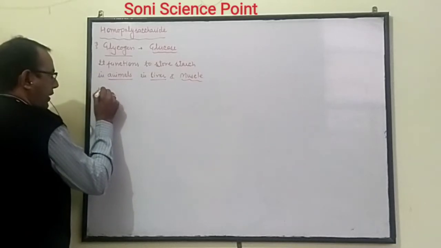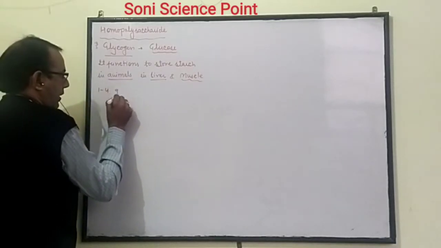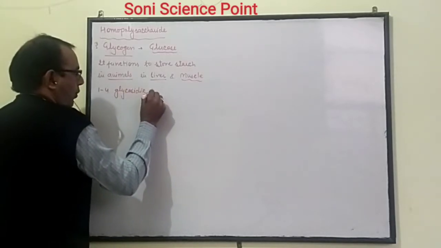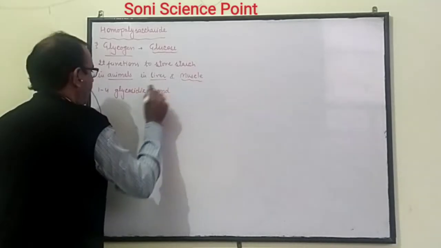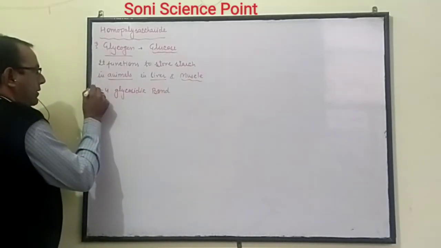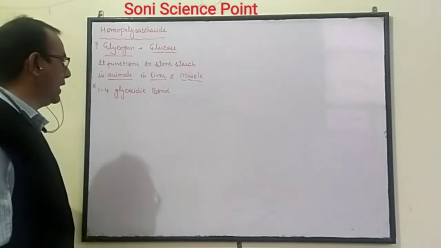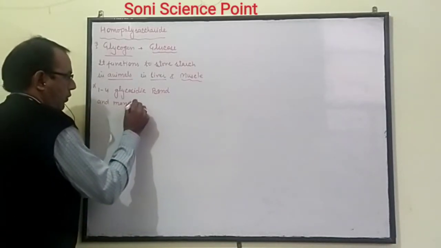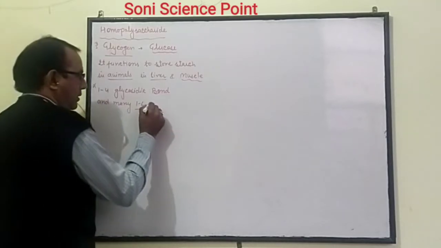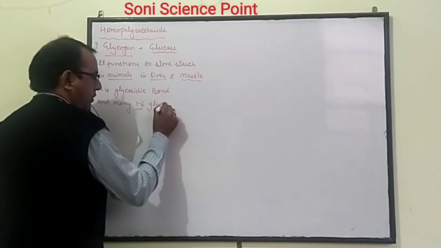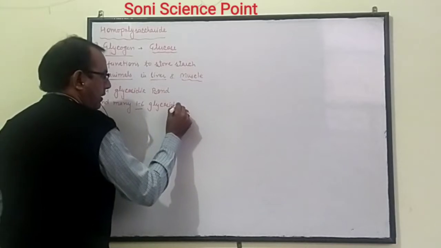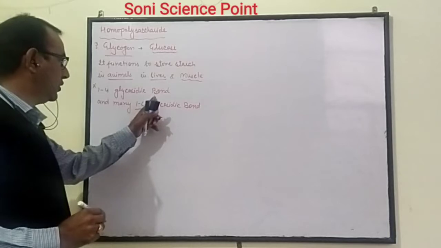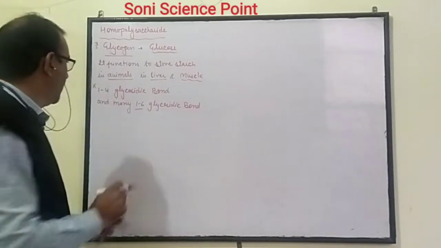Glycogen forms 1,4 glycosidic bonds. Which type of 1,4 glycosidic bond? Alpha. Alpha 1,4 glycosidic bonds and many 1,6 glycosidic bonds. So we can say that glycogen shows a linear structure as well as a branched structure.